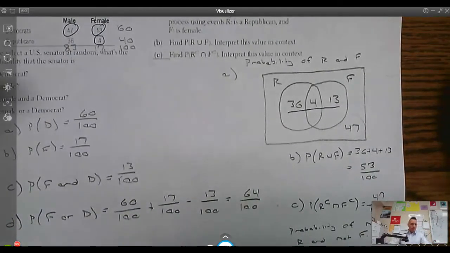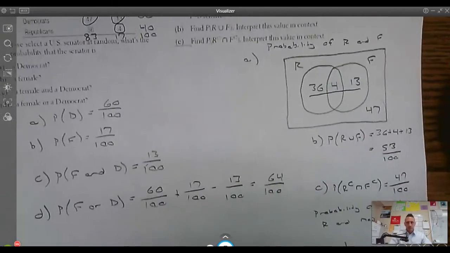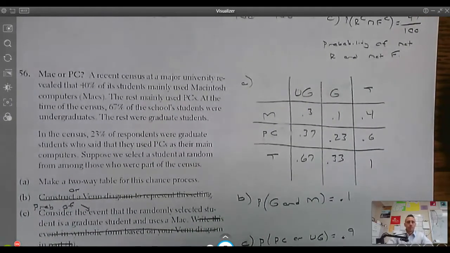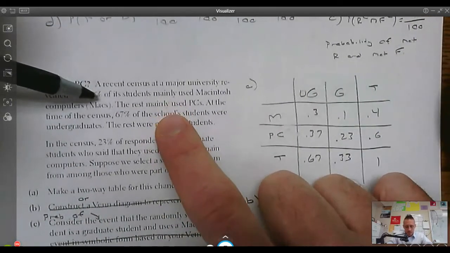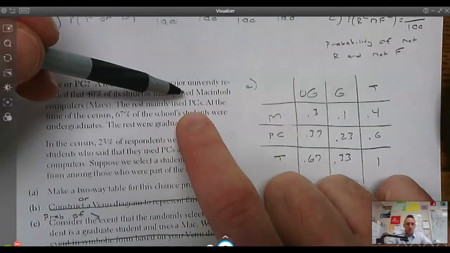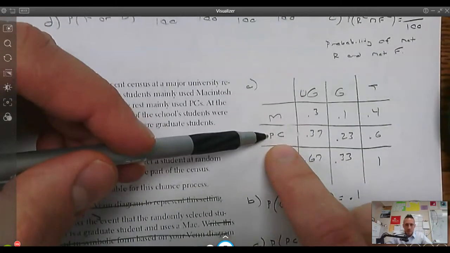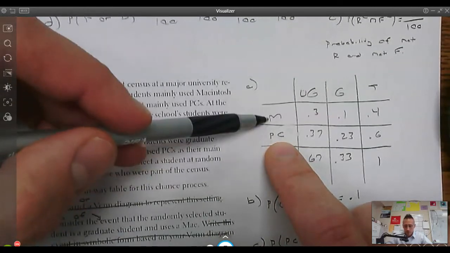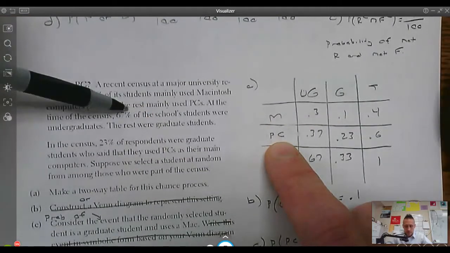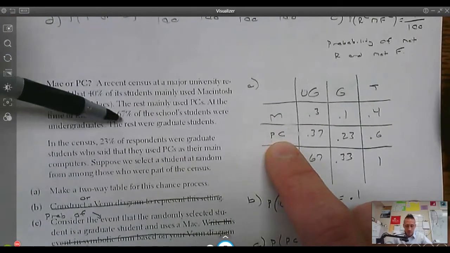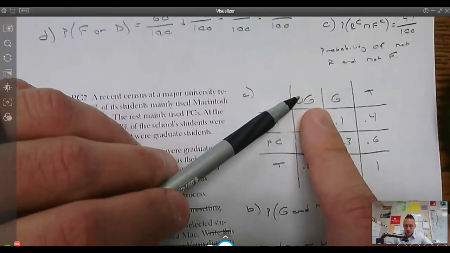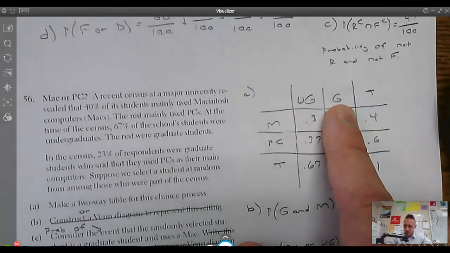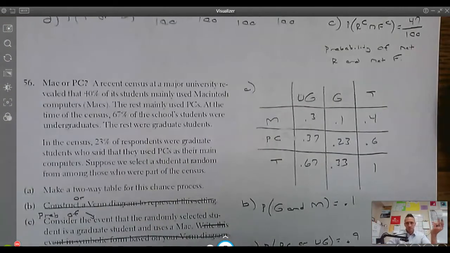All right, 56 is a little tricky as far as setting up the Venn diagram, just because it's not as easy to just use complements here. And here's why. You have 40% of students use a Mac and the rest use PCs. So instead of just doing Mac and not Mac, I just did Mac and PC. They're still complements, they're using one or the other. And then 67% of the students were undergrads, the rest were grad students. So I did undergrad and grad. You could do undergrad and not undergrad. It just makes it a little trickier to kind of think about this.